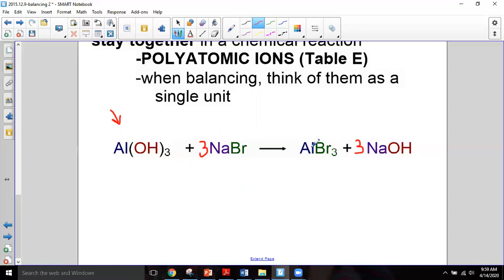What else do I need to check? What about aluminum? 1 aluminum here, 1 aluminum here. I think I just balanced everything. And that's the thought process that you follow. Take it 1 element at a time until everything is balanced. And just remember, whatever coefficient you put here multiplies times everything. I hope this was helpful, and good luck.